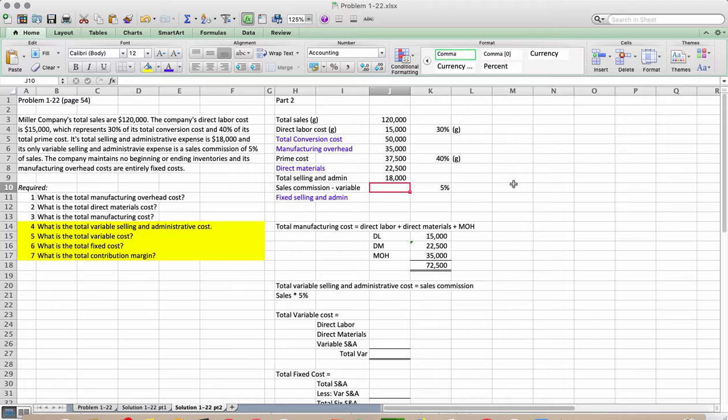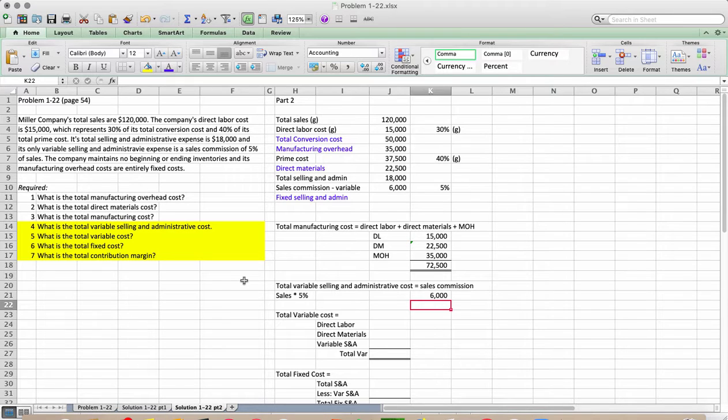If you remember, the first part we ended right here with what is the sales commission? Let's do it one more time. It's total sales, 120,000, multiplied by 5%. So there we go. Total sales commission, also known as the variable selling and administrative cost, is 6,000. So that is the answer to number 4.